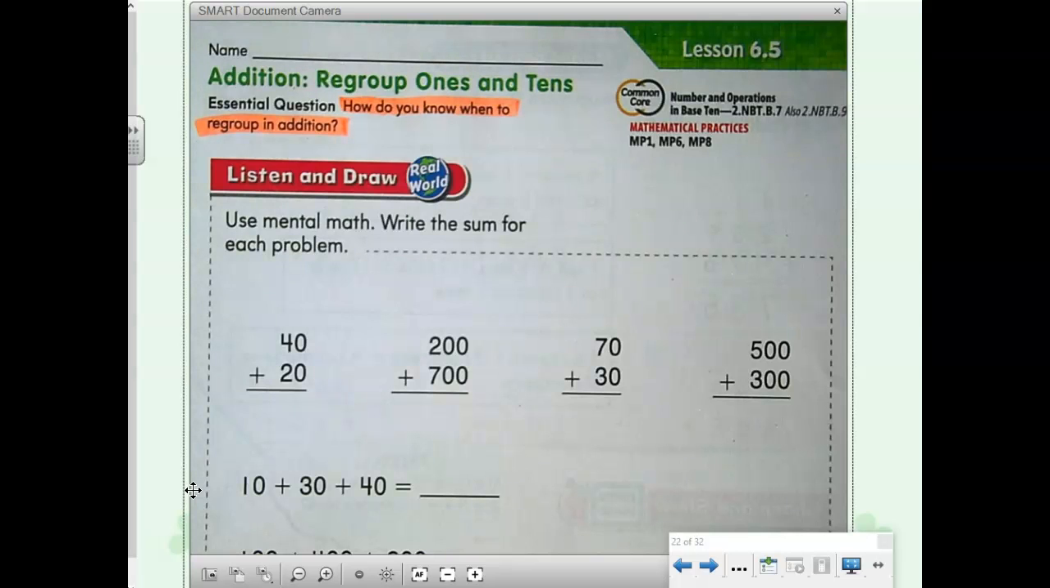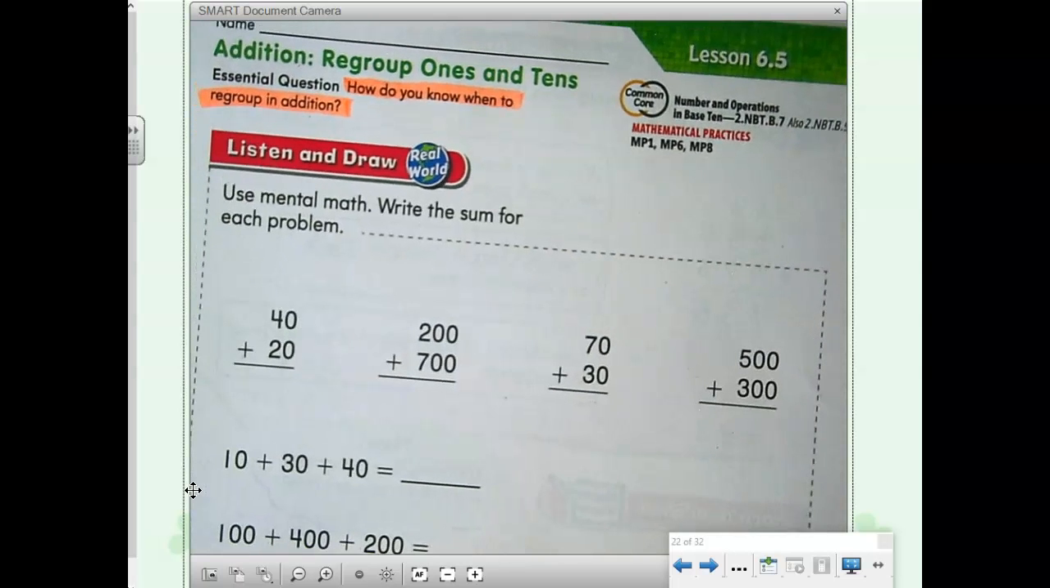Okay. Now look on your page. We have some pretty simple problems here. These are some mental math problems. These are some you should quickly be able to pick up and add because you are adding tens and hundreds. All right, so it's a little bit easier to do these. So let's look at the first one.